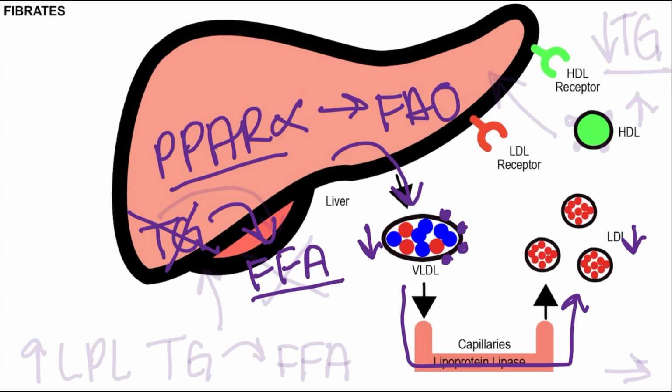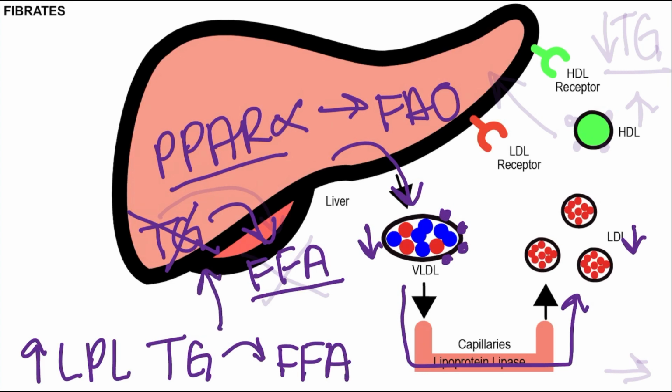PPAR-alpha also increases lipoprotein lipase, or LPL, activity in the peripheral tissues to, again, promote the hydrolysis of triglycerides to free fatty acids. And these free fatty acids are then fed to the liver with the idea of repleting these triglyceride stores. But again, because of this increase in fatty acid oxidation, we will just continue to deplete this. So the reduction in circulating triglycerides is multifactorial.